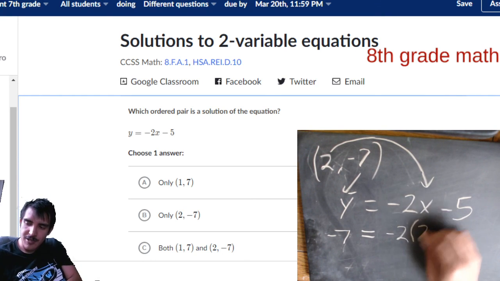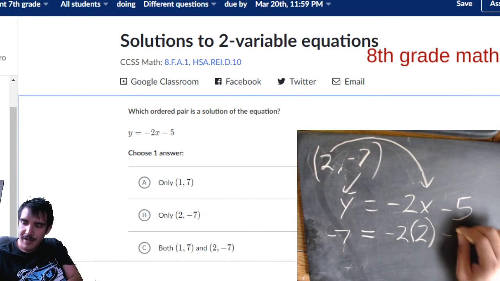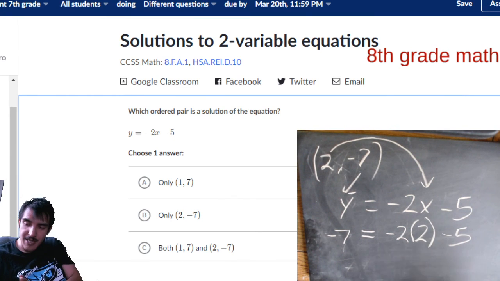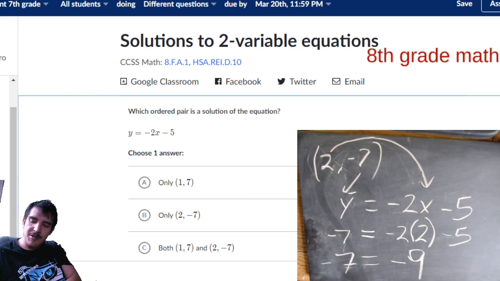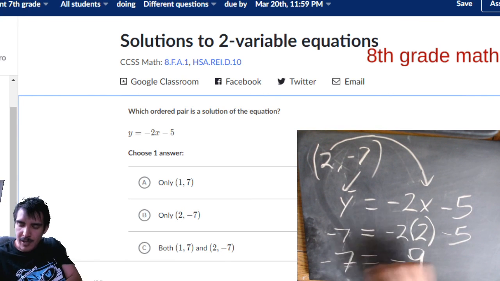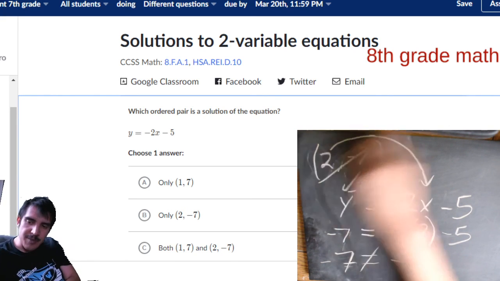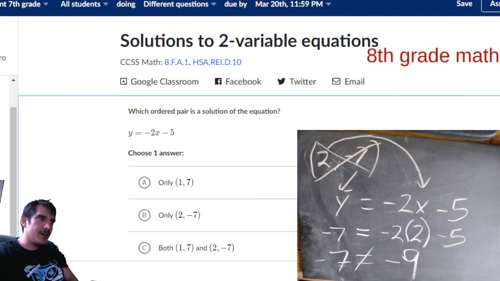Negative 2 times 2 minus 5. We'll see. Negative 2 times 2 is negative 4. Negative 4 minus 5 makes a total of minus 9. So this was closer. The two numbers were definitely closer, but in the end they do not equal. So this point, 2, negative 7, also does not work.